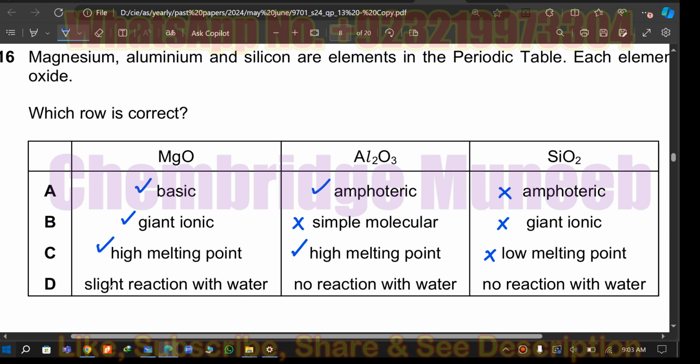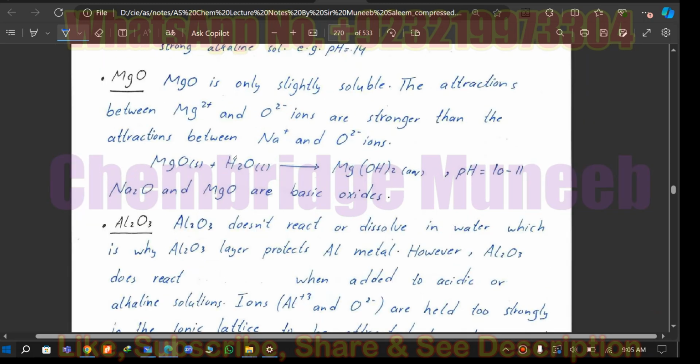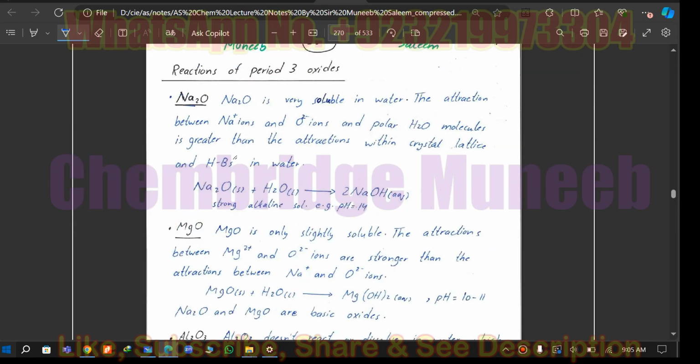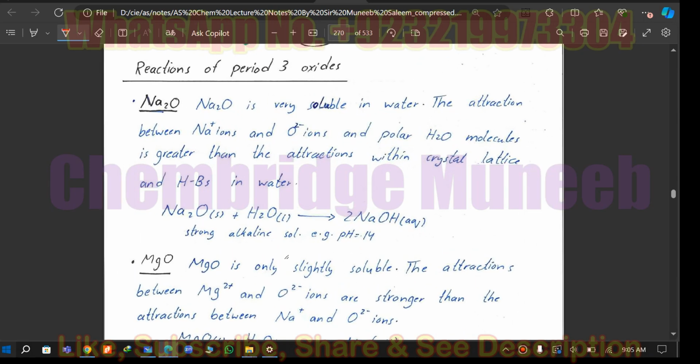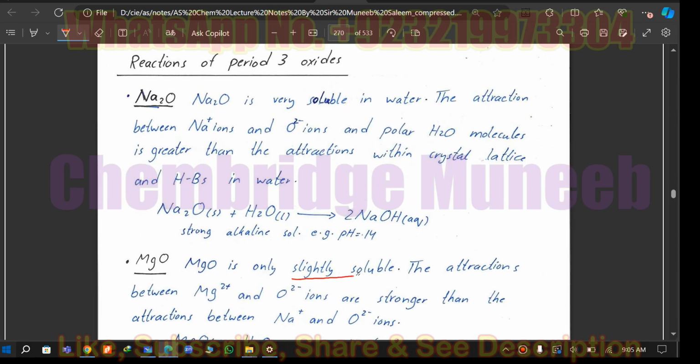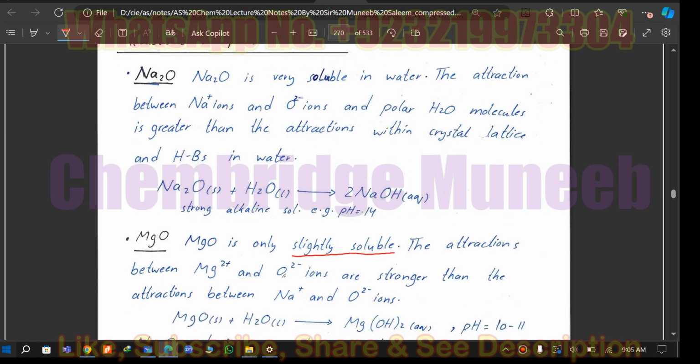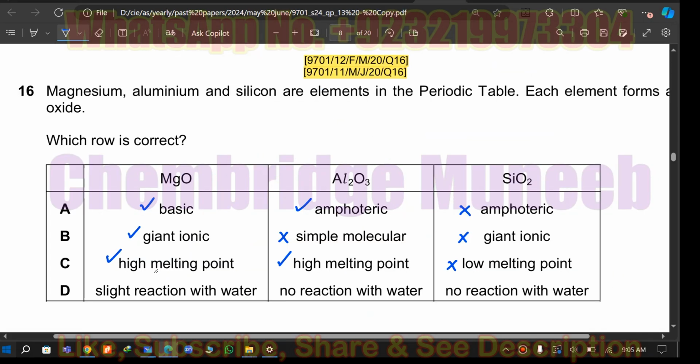Now I have to check separately the reaction with water. I'm going to use my notes again for this purpose. Now I'm back to my notes. You can see that in my notes I have shown the properties of the reaction of water with the oxides of period 3 elements. So here we can see that magnesium oxide is only slightly soluble. It does react, but only slightly. So we can select this option, right.